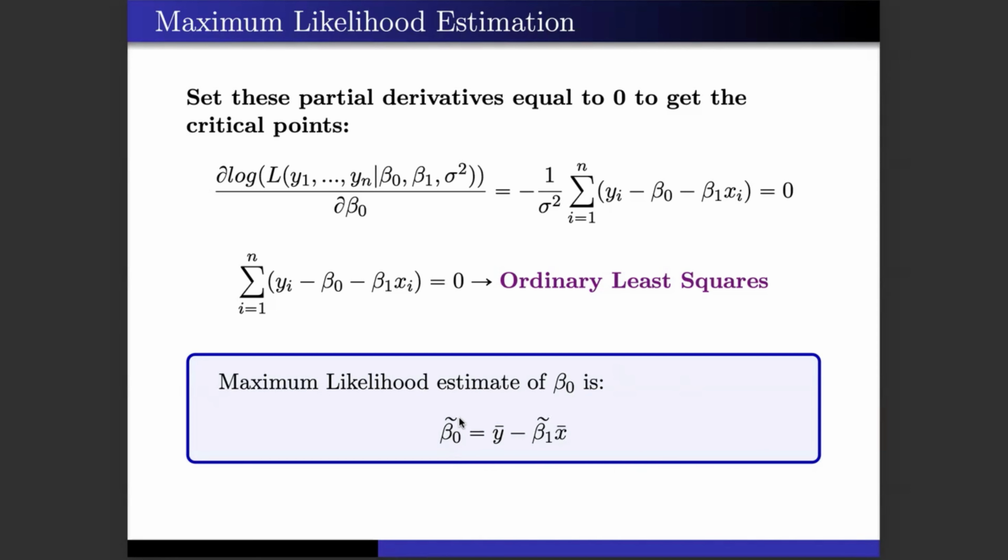Now remember, this tilde over here means that it is an estimate of beta naught, specifically a maximum likelihood estimate of beta naught. And we put a hat over the parameter when it is an ordinary least square estimate. So an estimate of beta naught using the maximum likelihood method is exactly the same as the estimate we get using the ordinary least square estimation method.